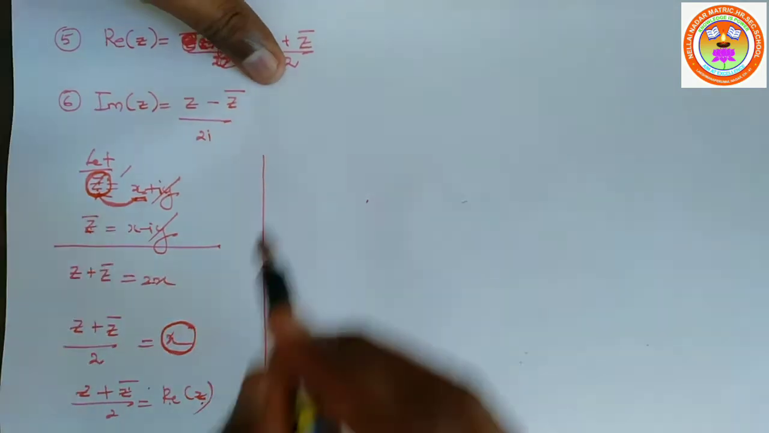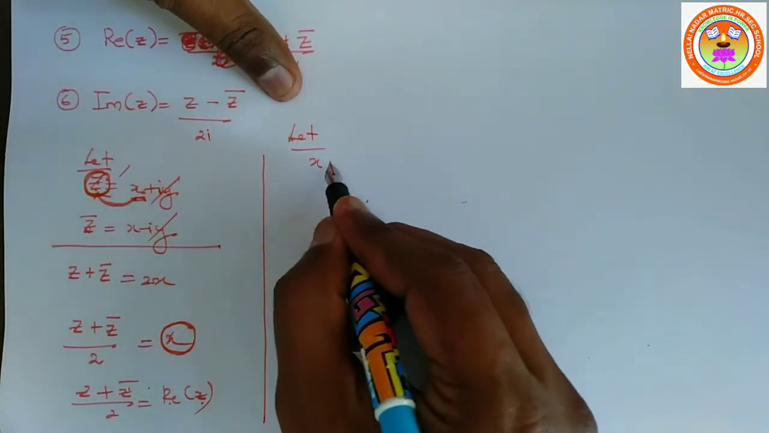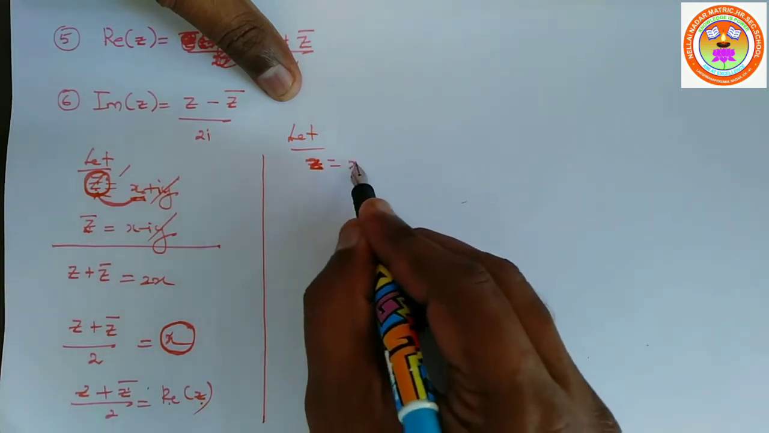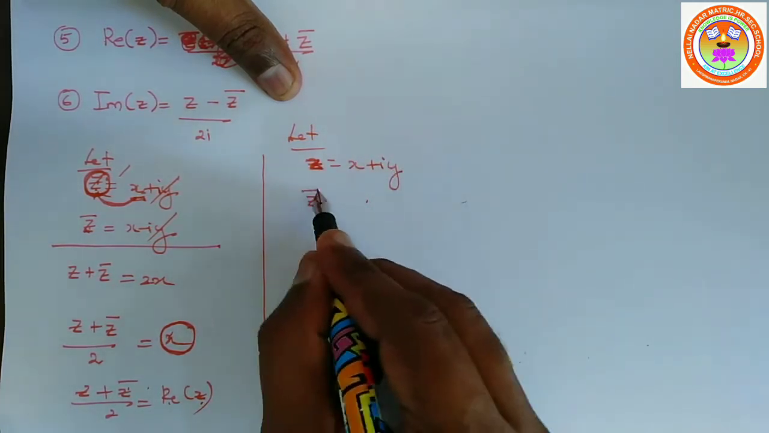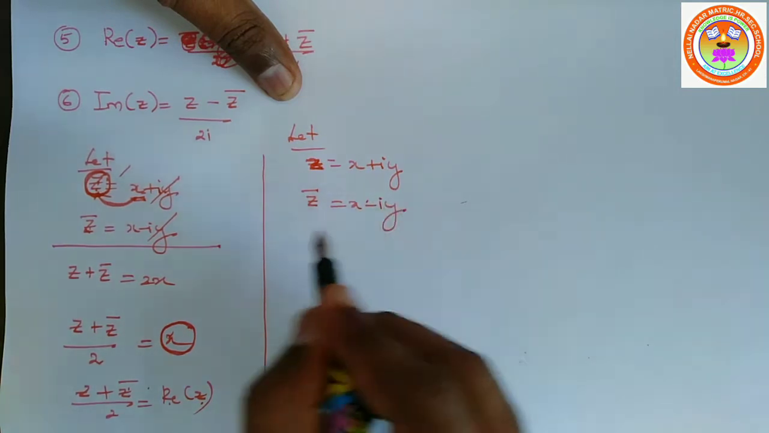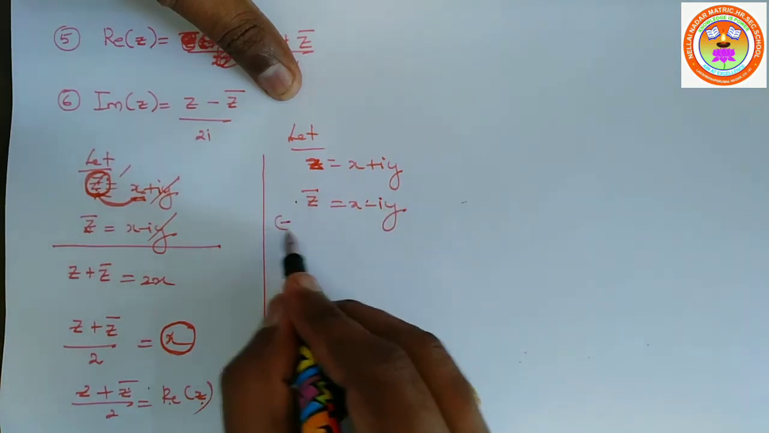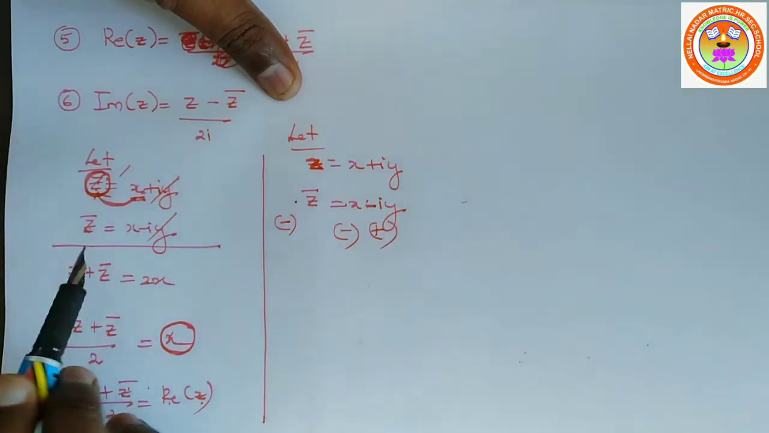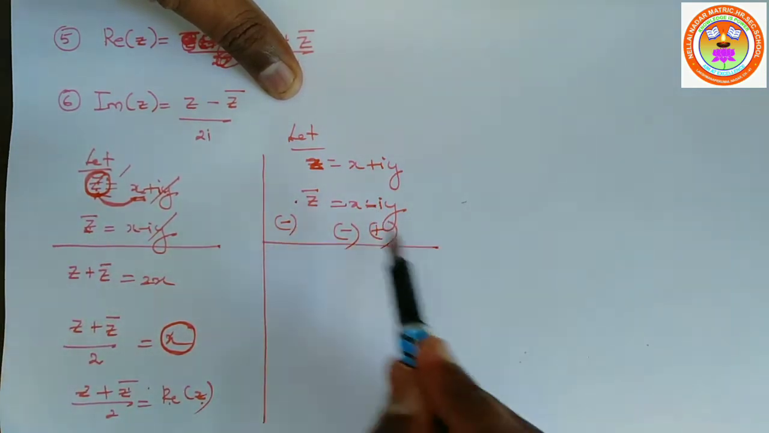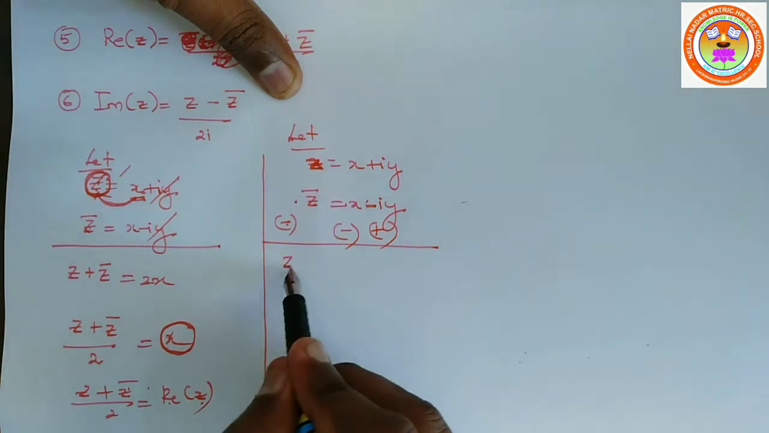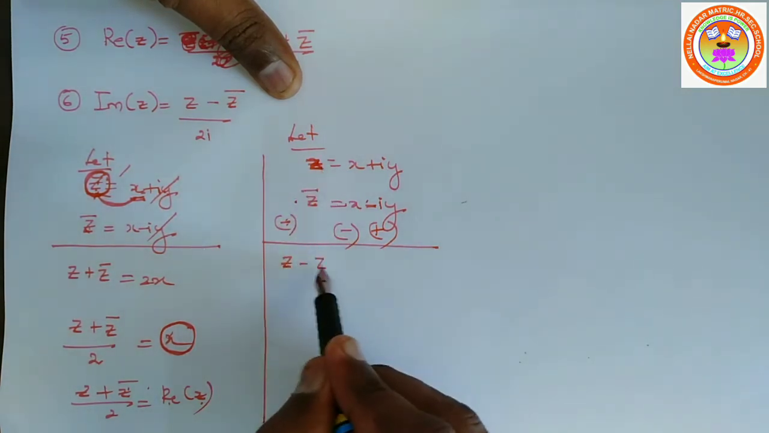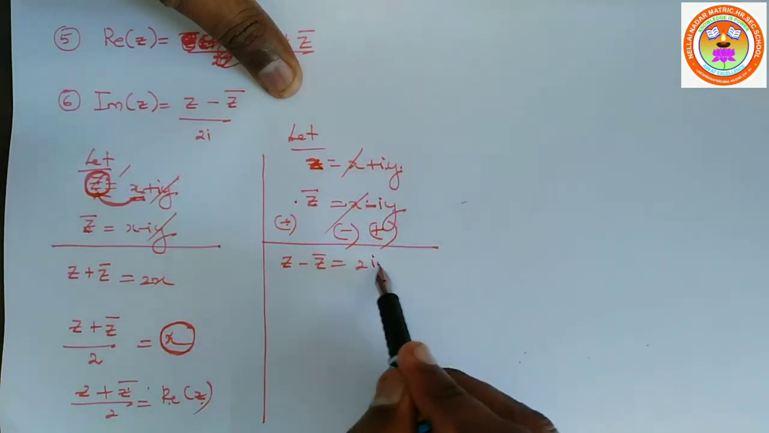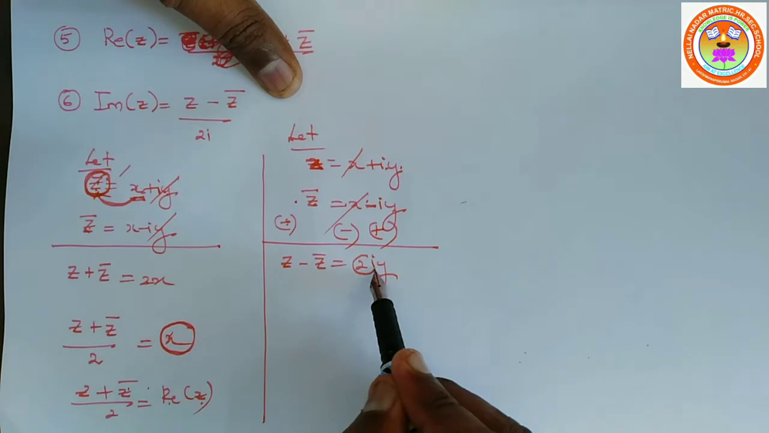Suppose the same one. Let z is equal to x plus iy. What is the conjugate? Z bar is equal to x minus iy. Now subtract. This plus will change to minus, and this minus we need to change to plus. Here I am adding, here subtraction. Z minus z bar: x minus x cancel, iy plus iy is nothing but 2iy. So let 2iy come down.